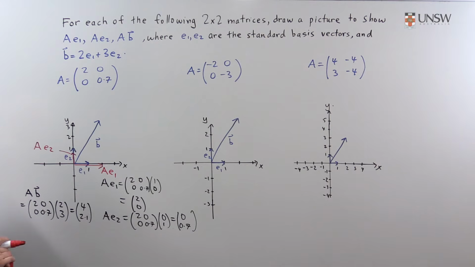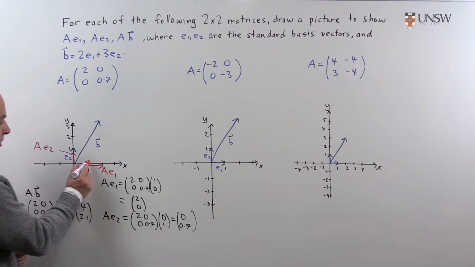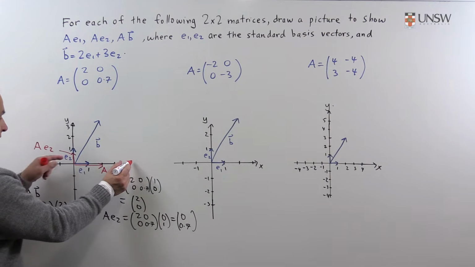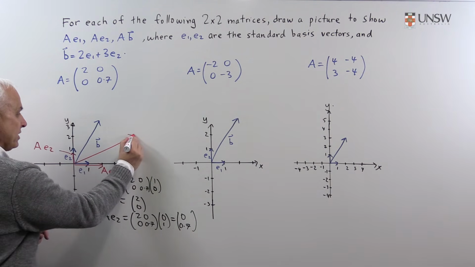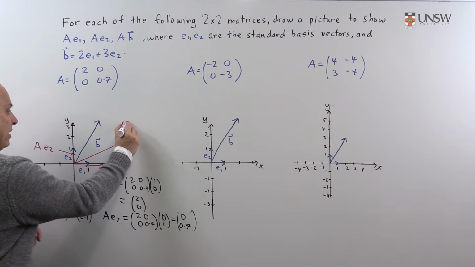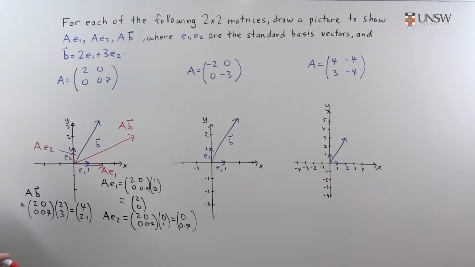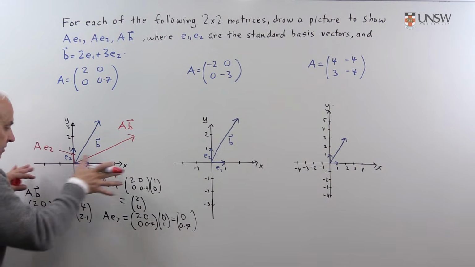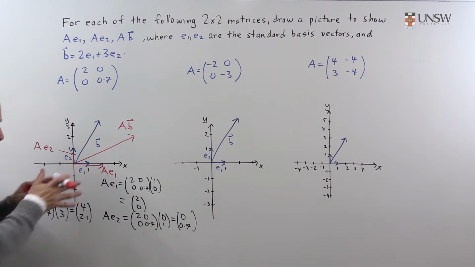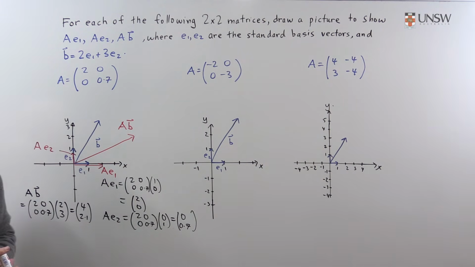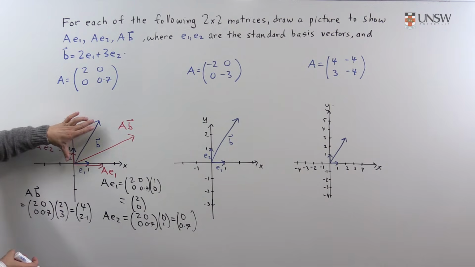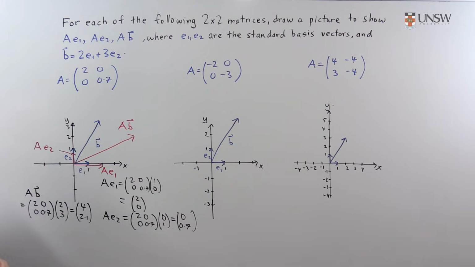And what's happened to B? Well, B has gone to the point 4, 2.1. So if you go over 4, 1, 2, 3, 4 over here, and 2.1 up to about there. So the net effect is something like this. There is A times the vector B. So the net effect of dilating by a factor of 2 in this direction, at the same time contracting by a factor of 0.7 in the y direction, sends this vector B to that vector over there.